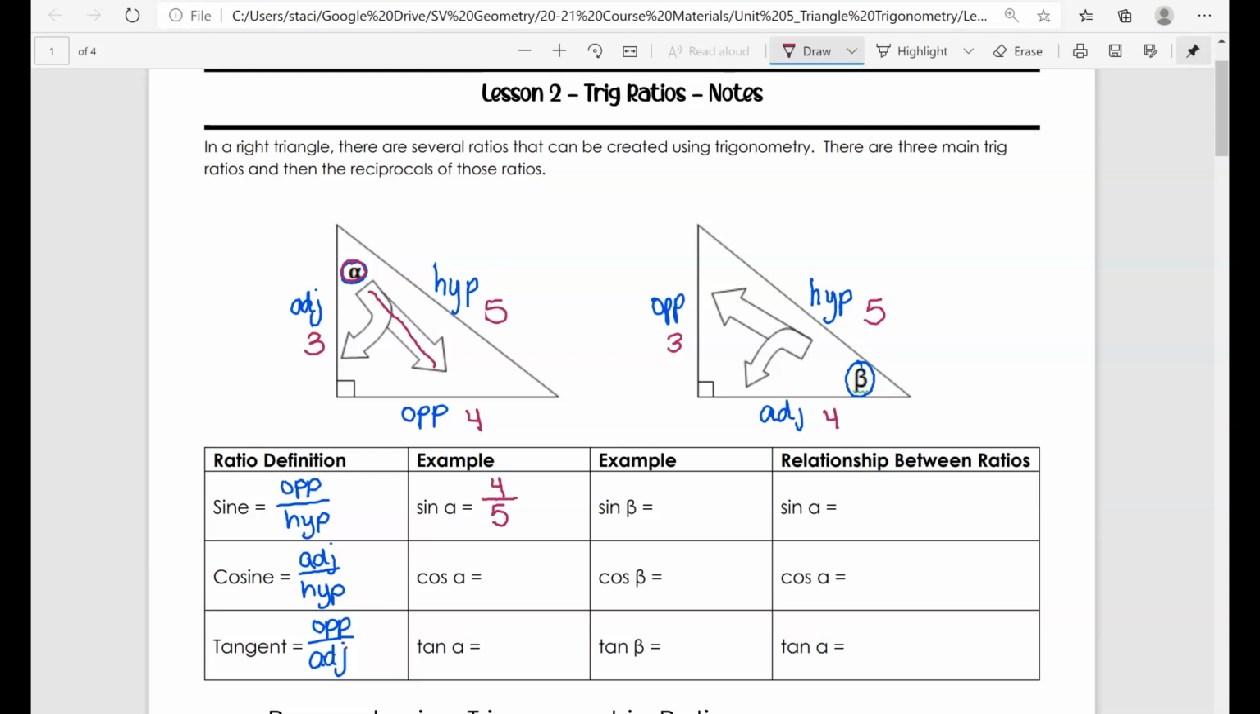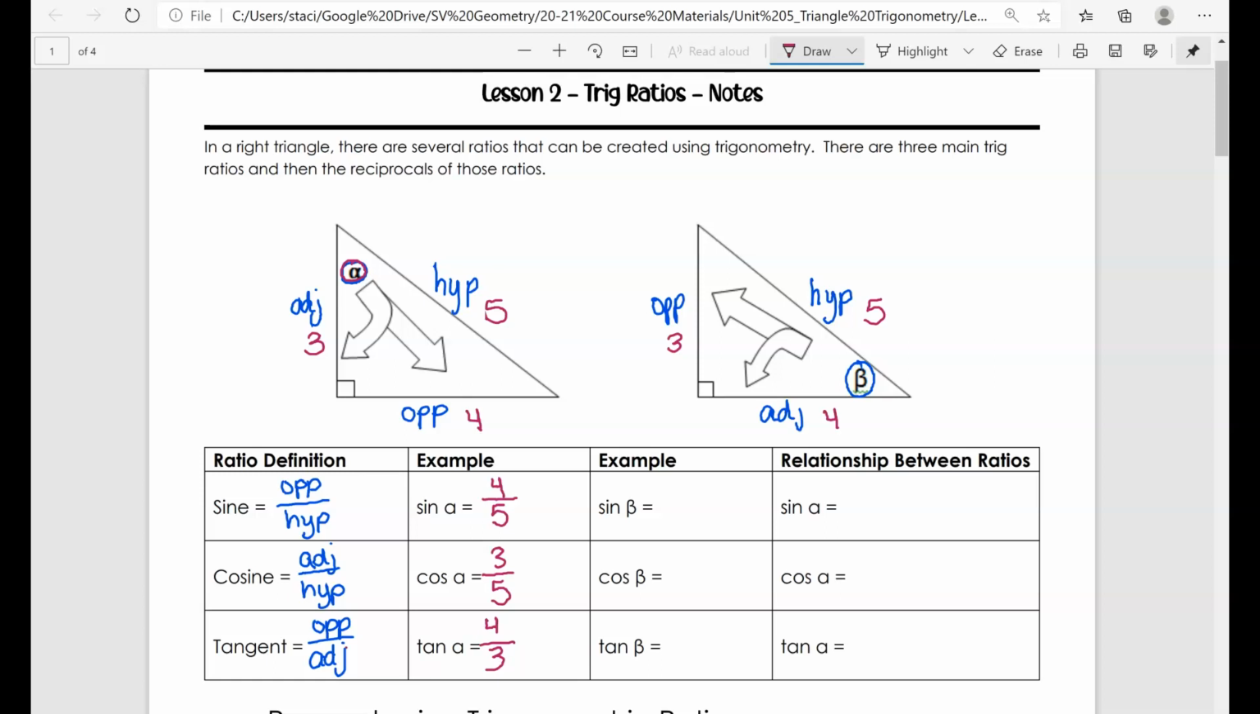So the sine of angle A is 4 over 5. Now, for the cosine of angle A, I have to do the adjacent side over the hypotenuse. My adjacent side was 3 over the hypotenuse, which was 5. And to find the tangent of angle A, I have to do the opposite side, which is 4, over the adjacent side, which is 3. That's all trig ratios are. Sine, cosine, and tangent are just telling us which sides we need to look at.